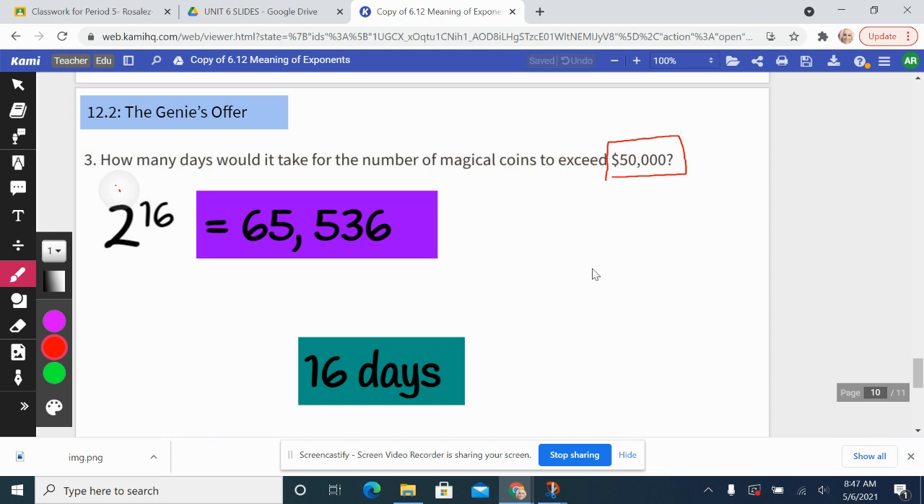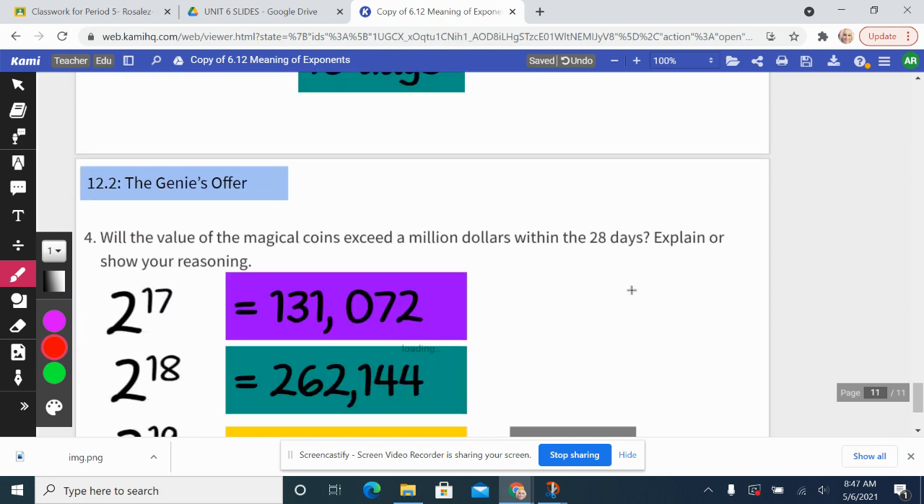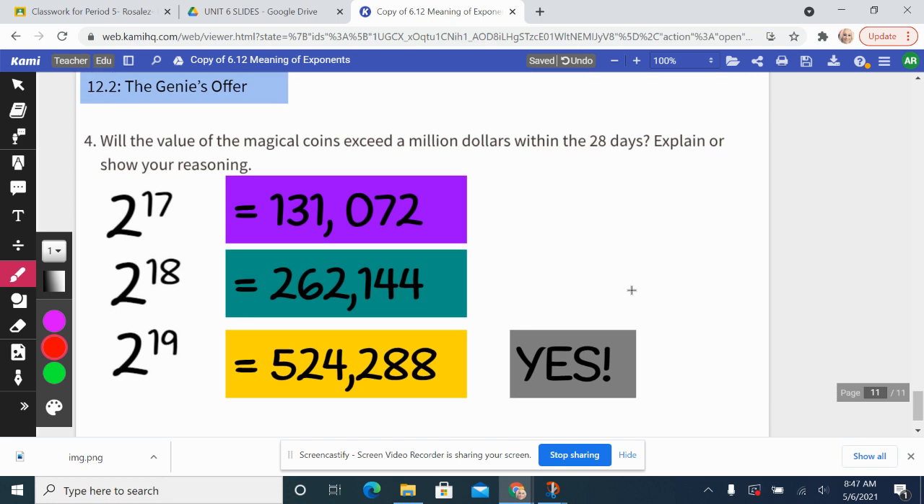So 2 to the 16 is what you're going to write down. And that would end up being 65,536. So in 16 days, you would already have more than the 50,000. So in your original question, when it said, which one would you rather do? You would want to do the second one because the first option was 50,000 and we already exceed it within 16 days.